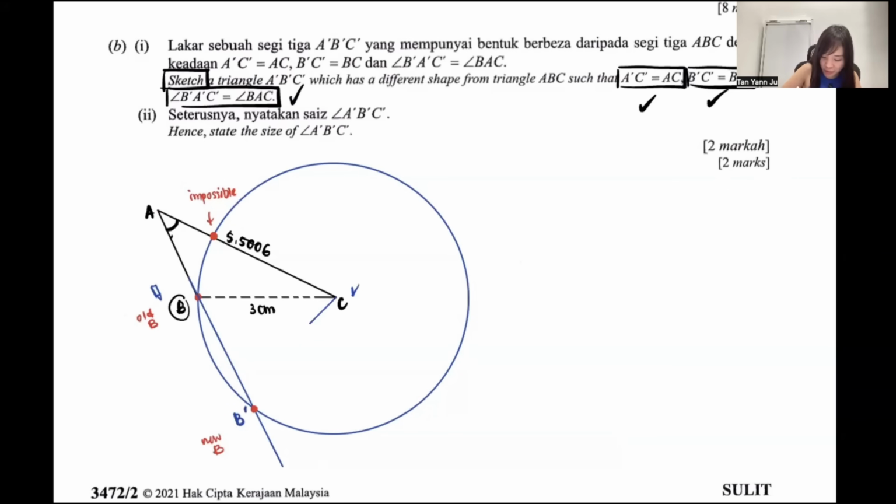So guys, you connect them together. Can you guys see this circle is all using 3 cm to draw? So B to C is 3 cm, C to B prime should be 3 cm as well. Done. So I show you guys one more time.